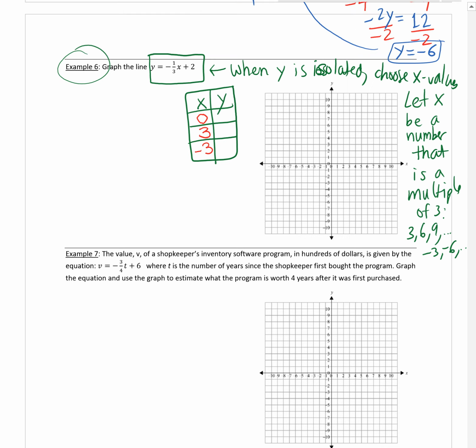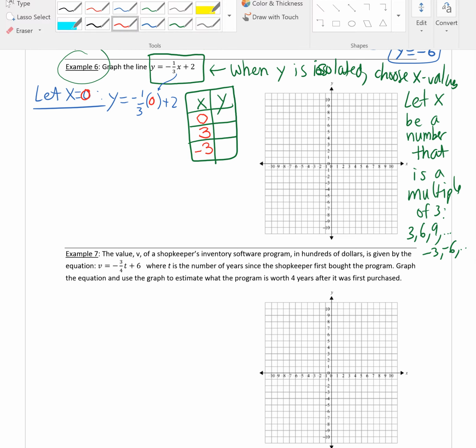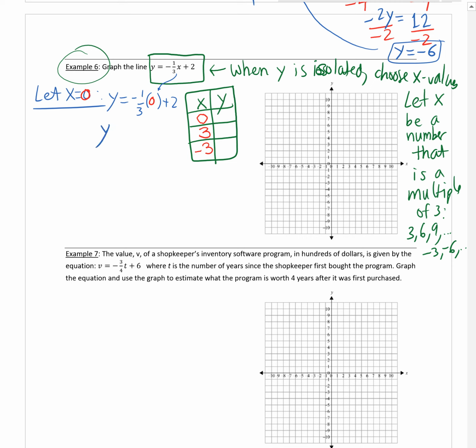I'm going to start with 0. Let x equal 0, and then see what happens to y. So y, from this equation, is negative a third x plus 2. But remember that you're replacing x, so x is 0. Like we discussed, 0 times a third is 0. 0 plus 2 is 2. So that must mean that the corresponding y value that goes with the x value of 0 must be 2. Alright, that wasn't too bad, huh?